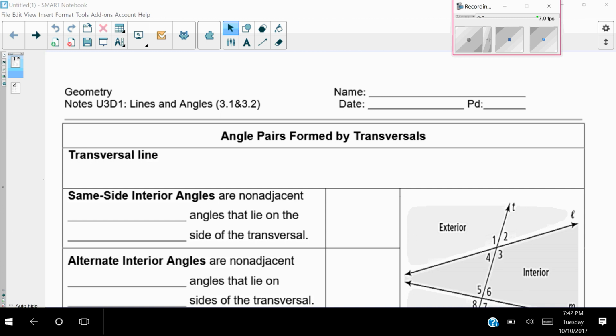This is day 1. We're going to look at what happens when we have parallel lines cut by a transversal.